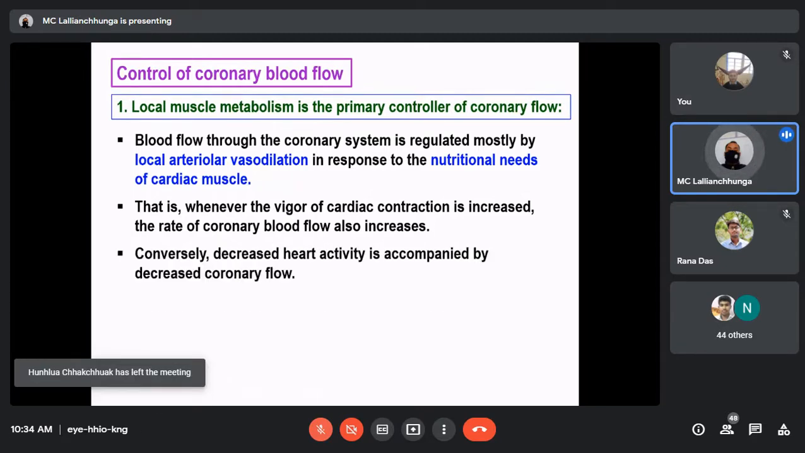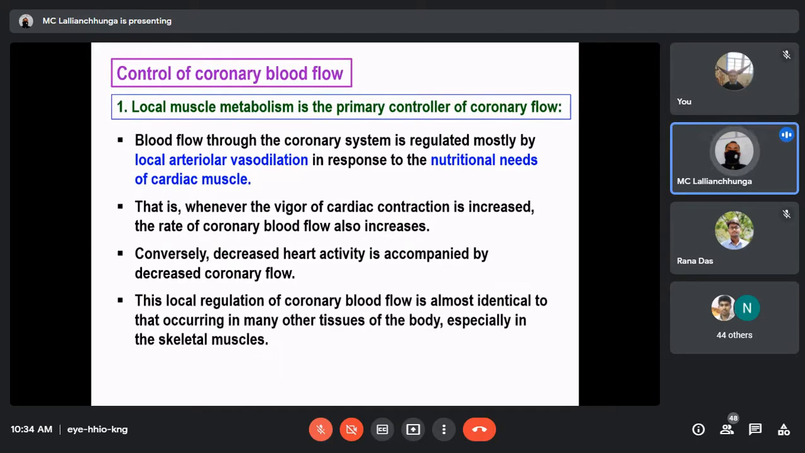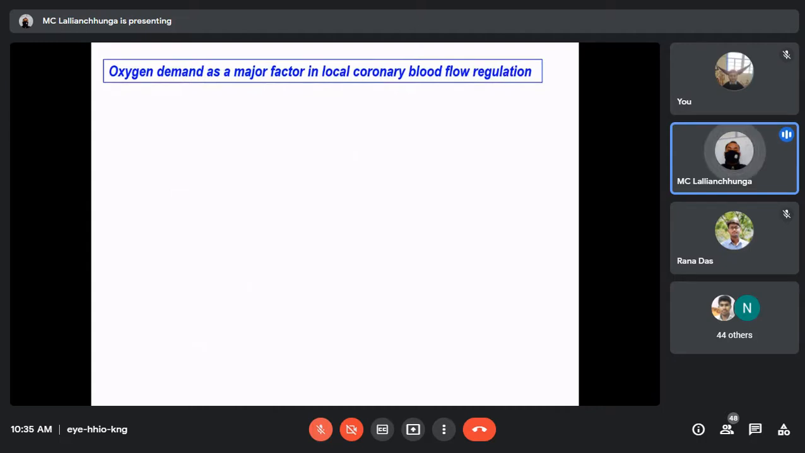Conversely, decreased heart activity is accompanied by decreased coronary blood flow. During sleep and all, our heart is working at minimal level. In that condition, blood flow to the coronary blood vessels will decrease. This local regulation of coronary blood flow is almost identical to that occurring in many other tissues of the body, especially in the skeletal muscles. So increased activity is causing increased blood supply to the heart muscle, but decreased activity of the heart is decreasing blood supply to the heart muscle. You already know that one.